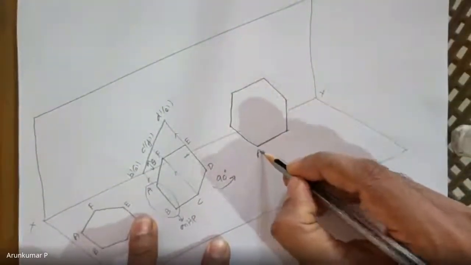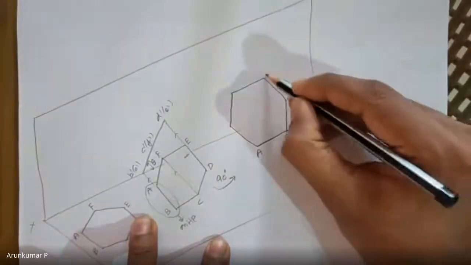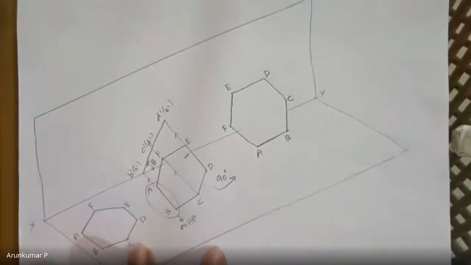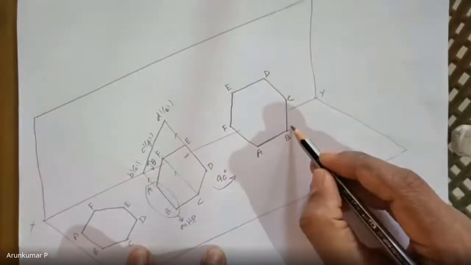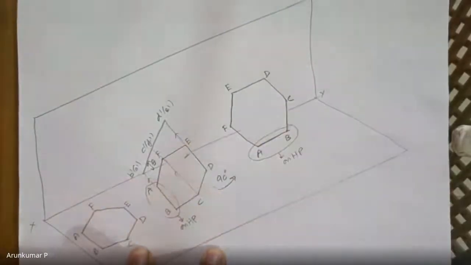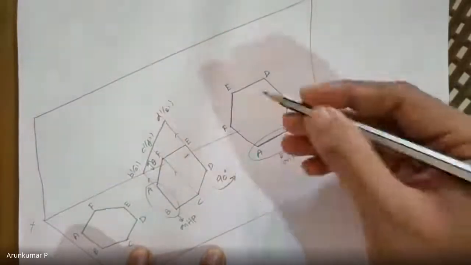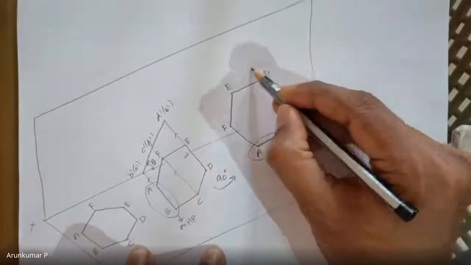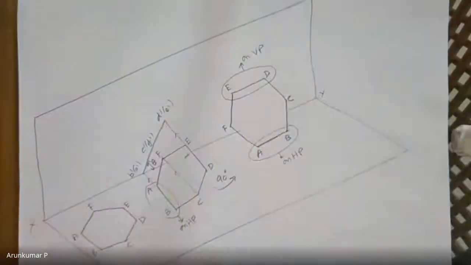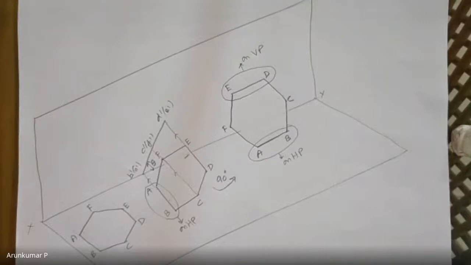So you have A, B, C, D, E, and F. In this case, AB is on HP, and the opposite edge DE is on VP. Clear? So this is how you have to rotate it and orient it.